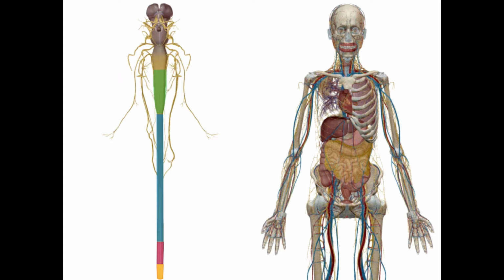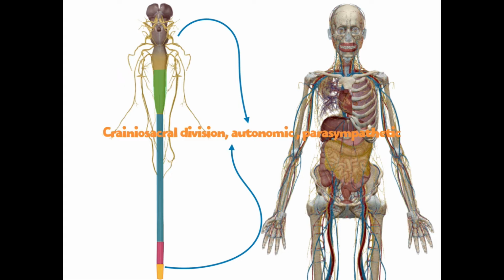For the parasympathetic nervous system, we only have to look at two different parts: the very top and the very bottom. That will be the cranial and the sacral. This is also called the craniosacral division, so the autonomic system, or the parasympathetic nervous system. Anytime you see those terms, know that we're talking about parasympathetic, and it's referring to the very top and the very bottom section.